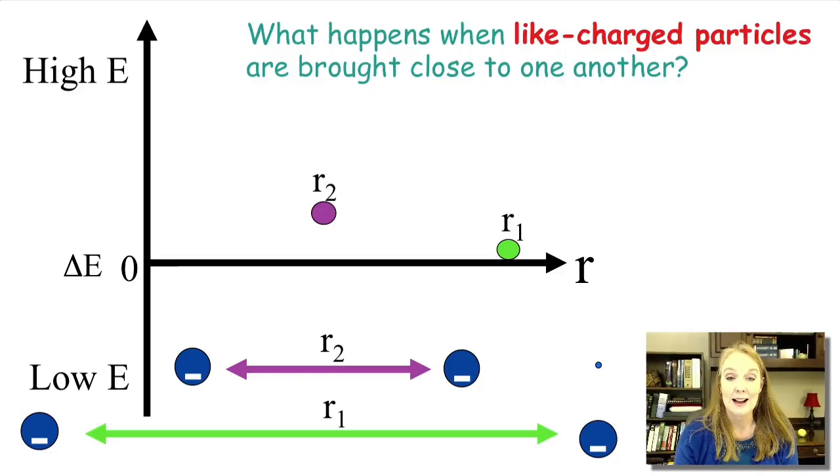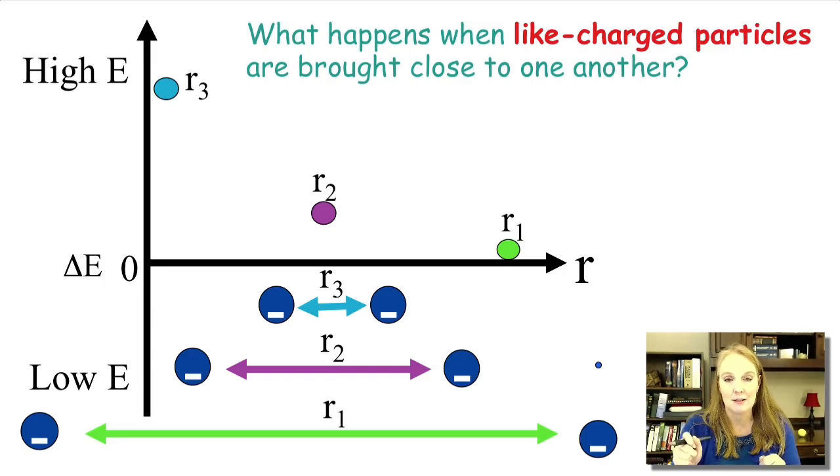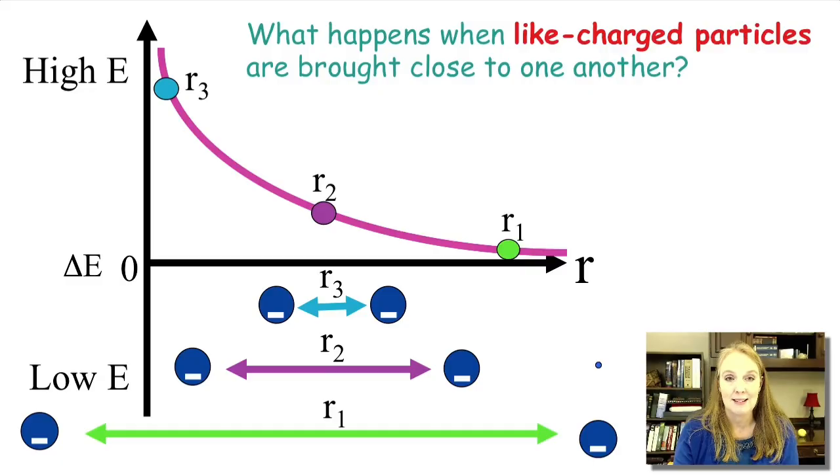In this case, the like charged particles, the fact that they're both negative, means that they repel each other. They don't want to be close together. As I move them closer and closer together, here's a third point that's even closer together. The energy of the system goes up. And if you've ever had large magnets and you've turned them so that the like poles are lined up and you try to push them together, you can actually feel them resist, and you might not even be able to push them together. The energy of the system goes up as like charged particles are brought close to one another.